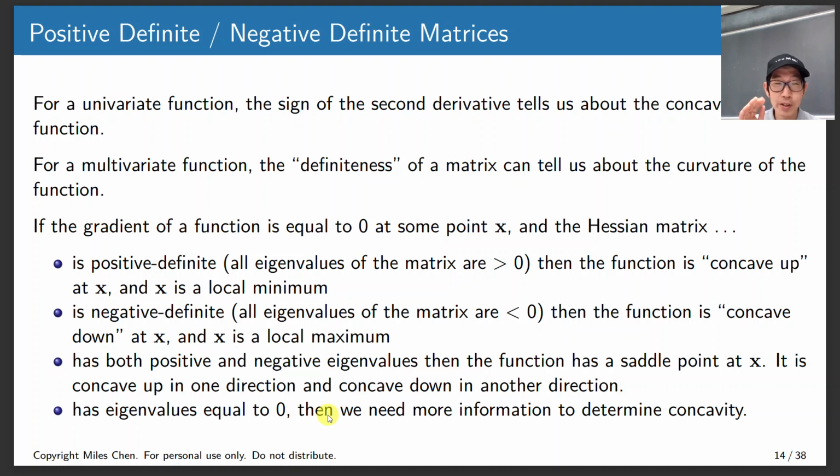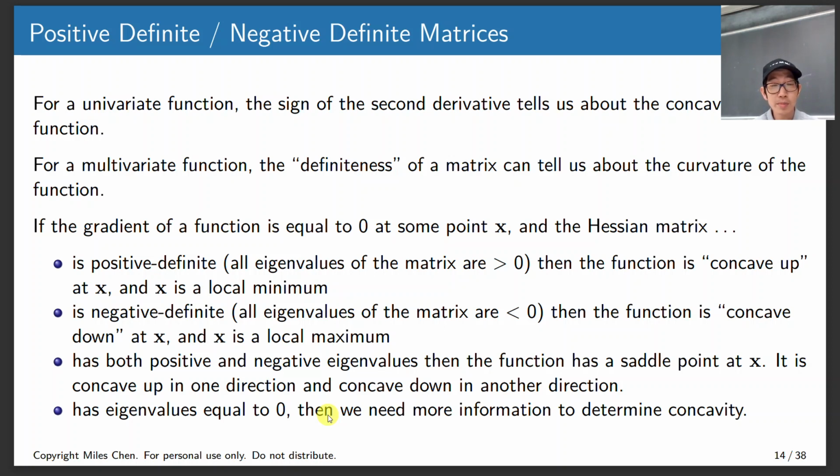So if the gradient of the function is equal to 0, meaning you calculate the gradient and it's a vector of zeros, and the Hessian matrix is positive definite, which means when you do your eigenvalue calculations the eigenvalues are all positive, then the function is concave up at that point x, and x would correspond to a local minimum. If the Hessian matrix is negative definite, meaning all the eigenvalues are less than 0, then the function is concave down, and x would correspond to a local max.